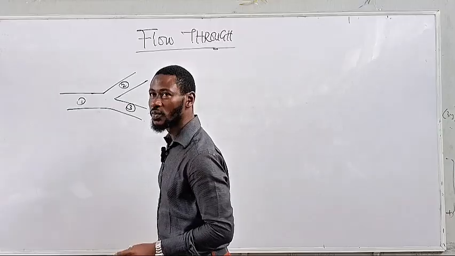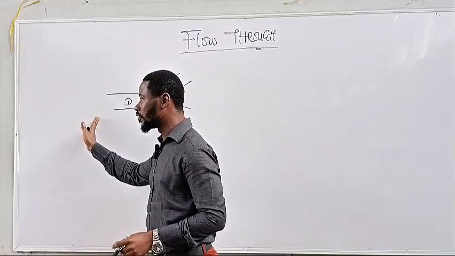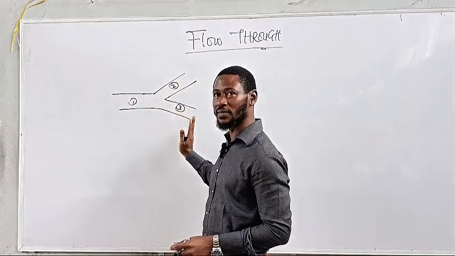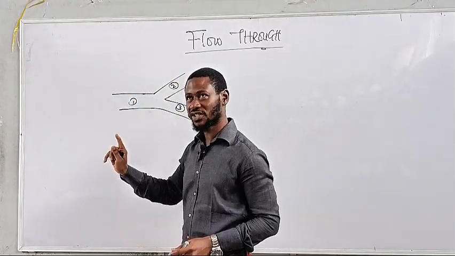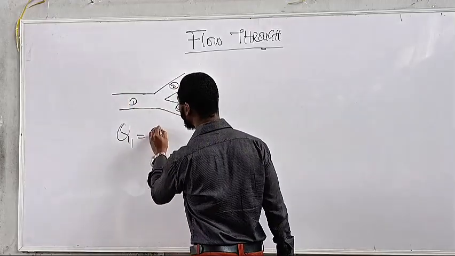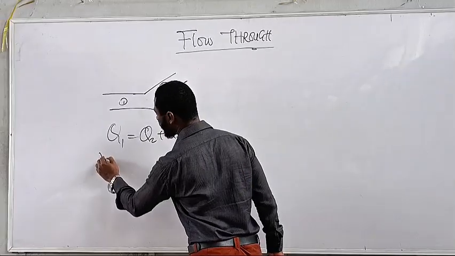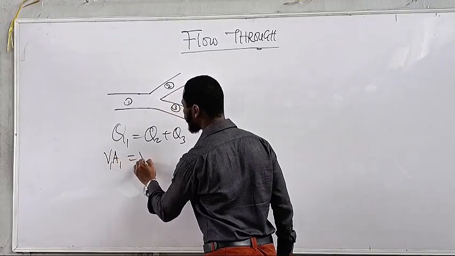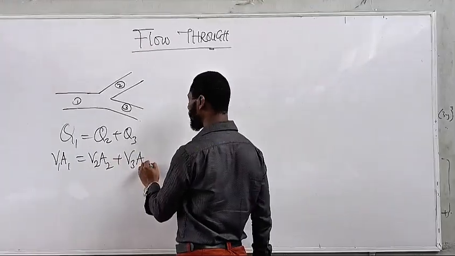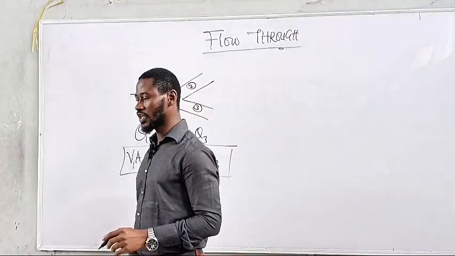At this level, the mass of the fluid entering at point 1 is the same as the mass of fluid entering at 2 and 3. Or the discharge Q1 equals Q2 plus Q3, which is also known as V1A1 equals V2A2 plus V3A3. This expression is from the continuity equation.